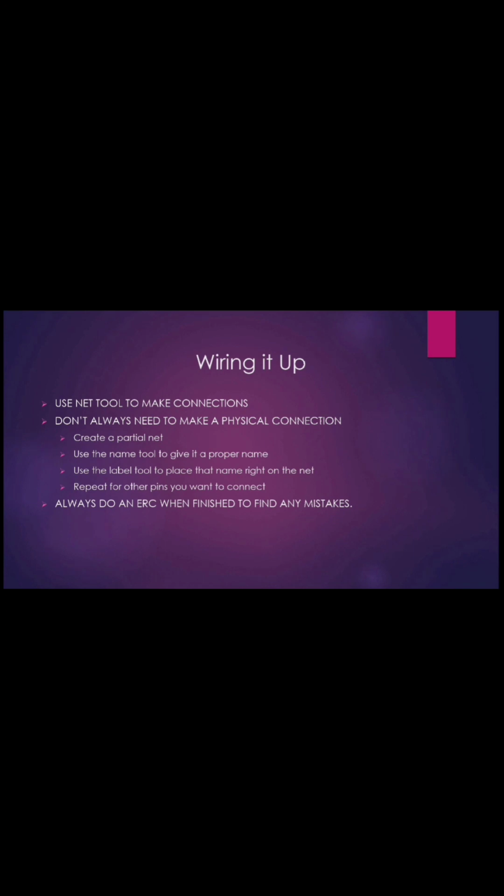While wiring, use the net tool to make connections. There is no need to make the physical connection, so create a partial net. Then use the name tool to give it a proper name. Use the label tool to place the name right on the net. Always do an ERC when the process is completed to find any mistakes.